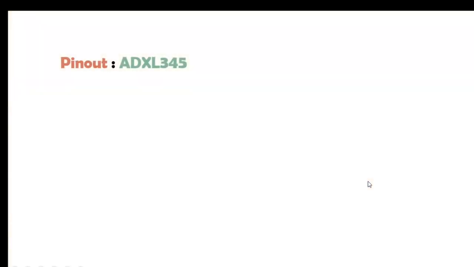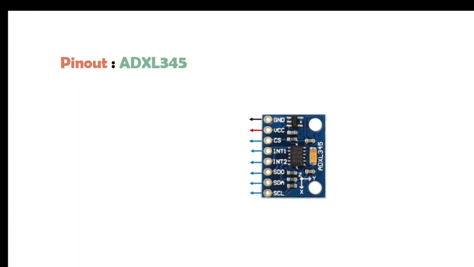Let's look at the pinout of the ADXL345 sensor. The first one is the ground. Second one is the VCC. Third pin is the chip select. Fourth one is the interrupt one out. And then we have interrupt two out. This is serial data out, serial data, and serial clock. So this was the pinout of the module.